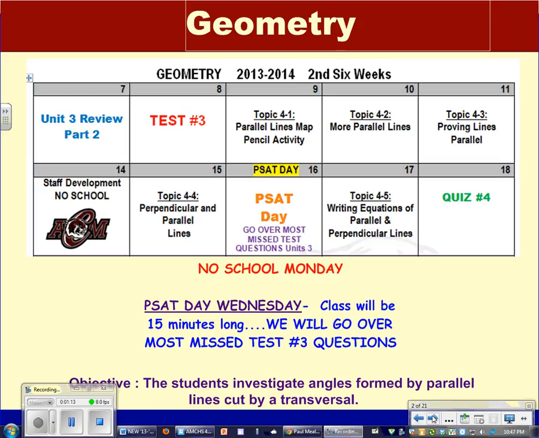Before we get started, I want to remind you, this is the calendar of what's coming up in the next week. You just took your test, test 3. Notice there is no school on Monday for you all. You will not be at school. And also on Wednesday is the PSAT day. So sophomores and juniors, you'll be taking the practice SAT test. Our classes will be 15 minutes long, and during that time we'll go over the most missed test number 3 questions. So that will be time in class to go over the test questions. That'll probably be the same time that we will do test corrections. So those of you who have not taken that test 3, you should have it taken care of by the 16th.